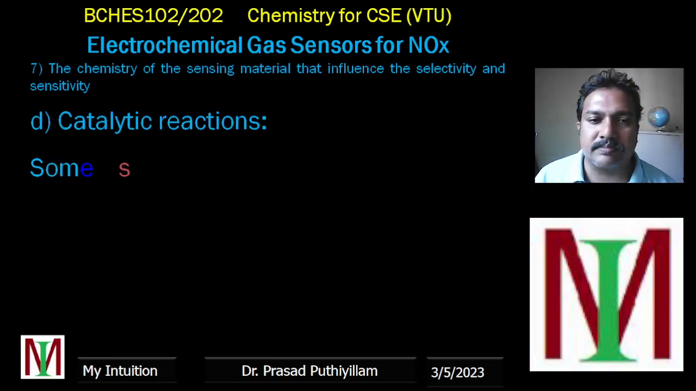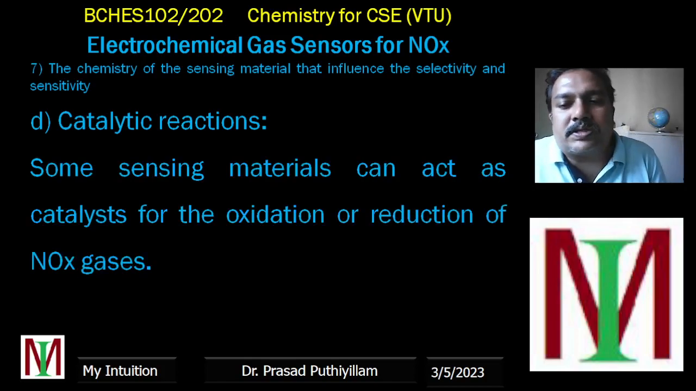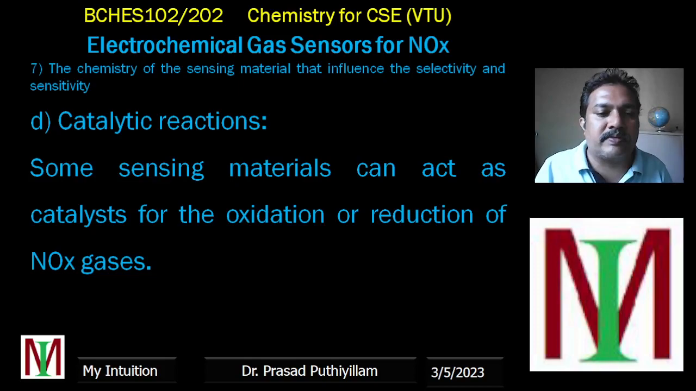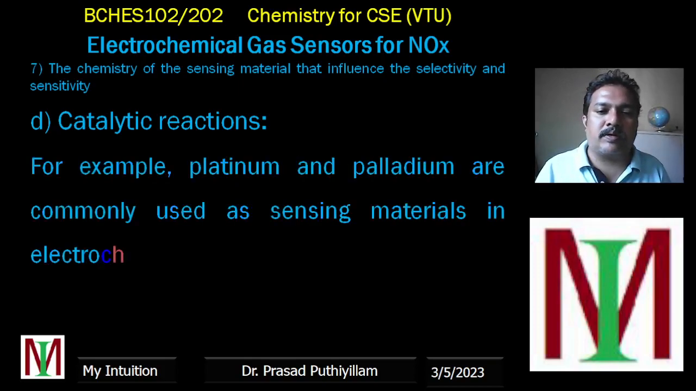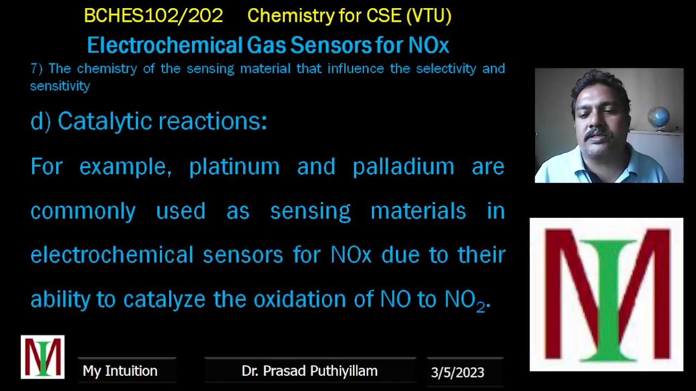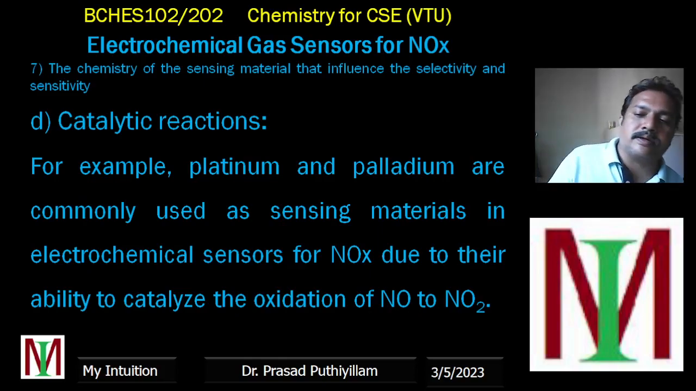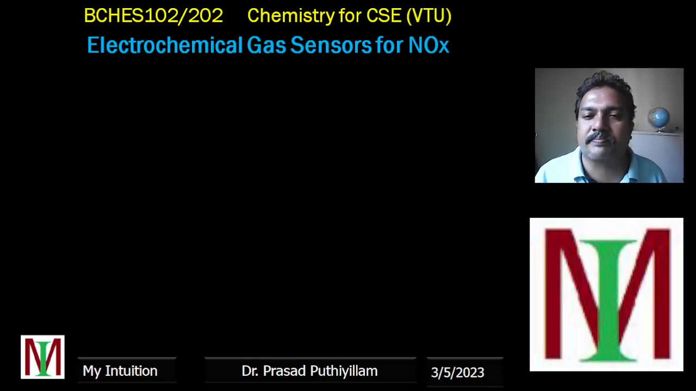Catalytic reactions. Some sensing materials can act as catalysts for the oxidation or reduction of oxides of nitrogen gases. For example, platinum and palladium are commonly used as sensing material in electrochemical sensors for oxides of nitrogen due to their ability to catalyze the oxidation of NO to NO2. If they are getting converted, then accordingly the sensing material undergoes oxidation, then reduction, and then it can be measured.